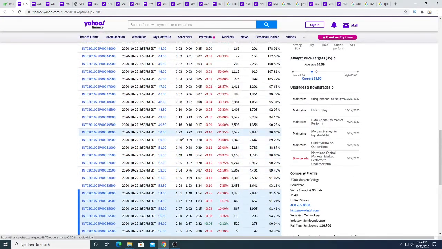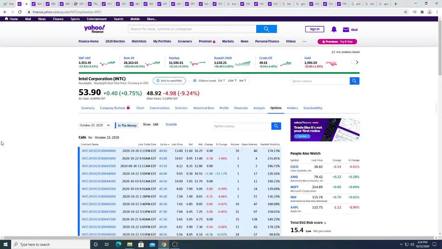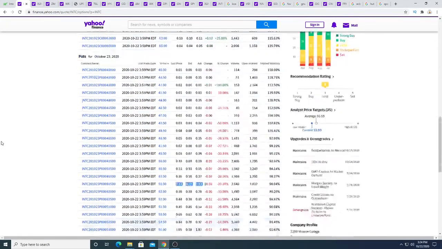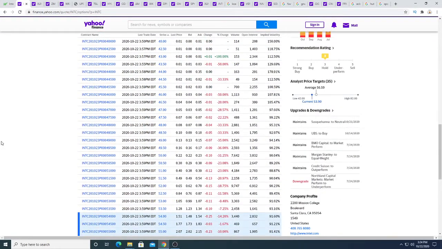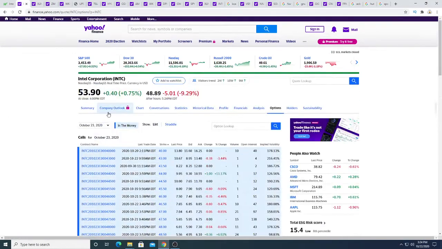If I bought, like, $50 put options, that would have been a lot of money. I would have been up a couple hundred percent at least. Or even better, if I bought put options at 49, at least 200%, 300%. But hey, whatever, that's not reality.